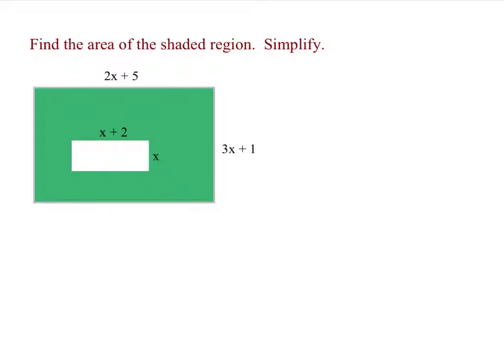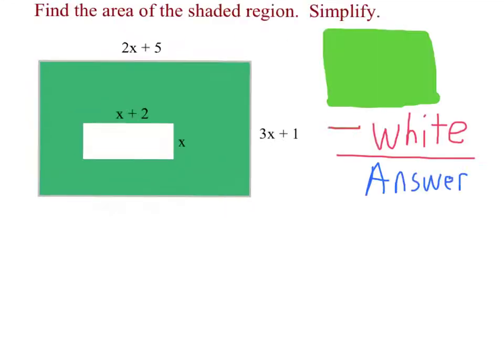We're asked to find the area of the shaded region and then simplify. So basically, if we find the area of the green and we subtract the white rectangle, we should have our answer. So we want the area of the shaded region. So base times height. I will also do base times height for the white rectangle.